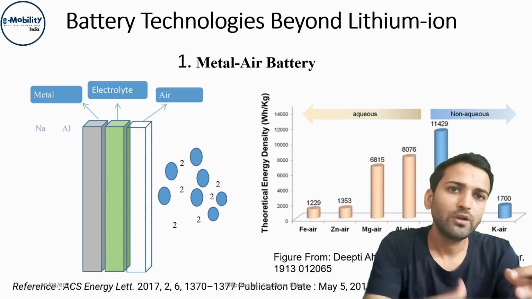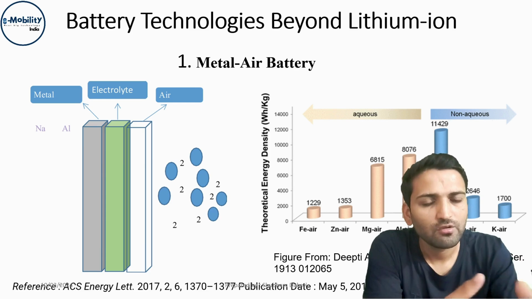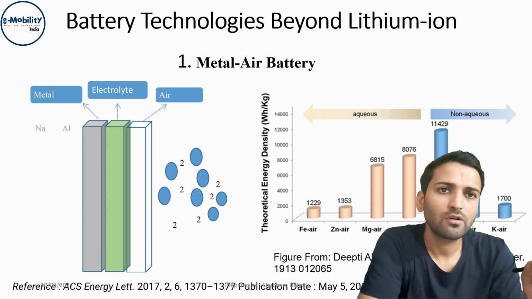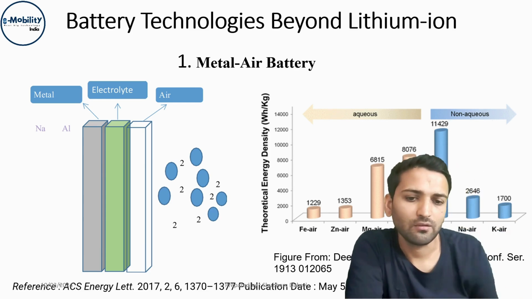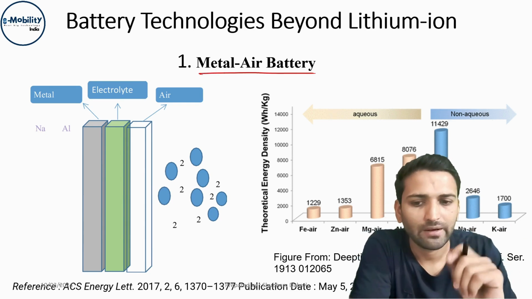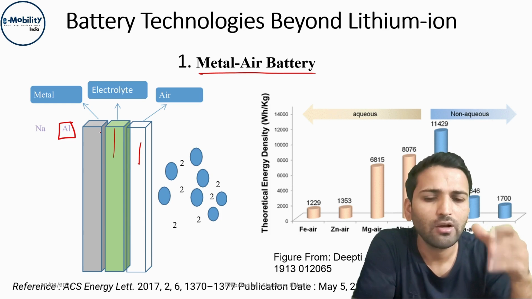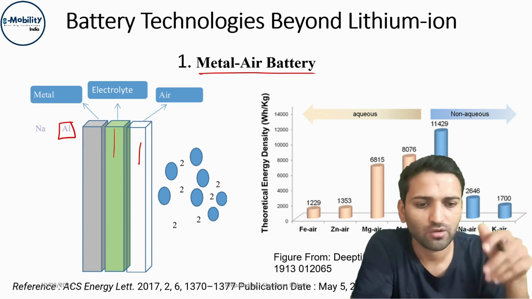So which are the technologies which will be used in the future? Battery technologies beyond lithium ions, which we have already discussed, are metal air batteries. These metal air batteries consist of some metal like aluminum on one side and air on the second side, and in between there is an electrolyte or a separator which is separating these two things.